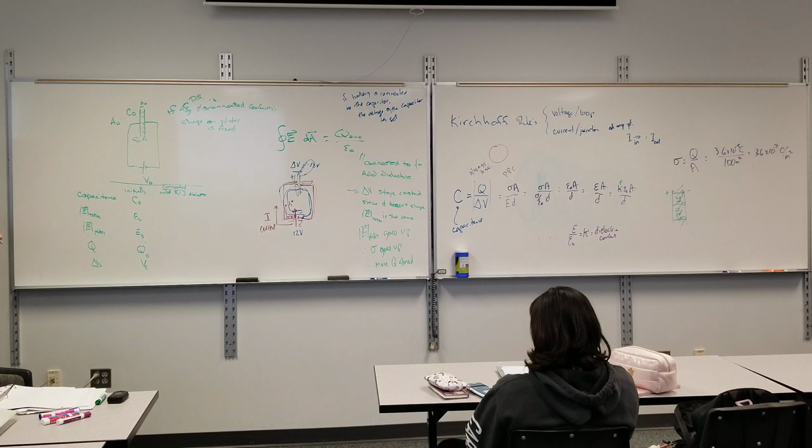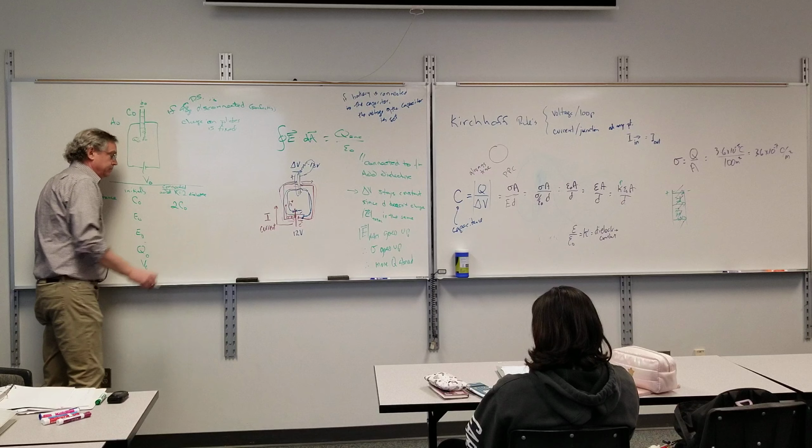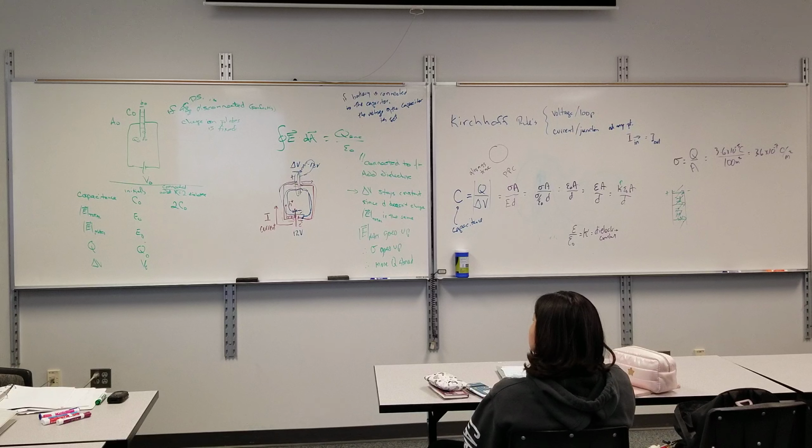Dielectric with a dielectric constant of 2, what changes? Or what stays the same? Capacitance will double. Okay, so those would be 2 times what we started with. Electric field stays the same.